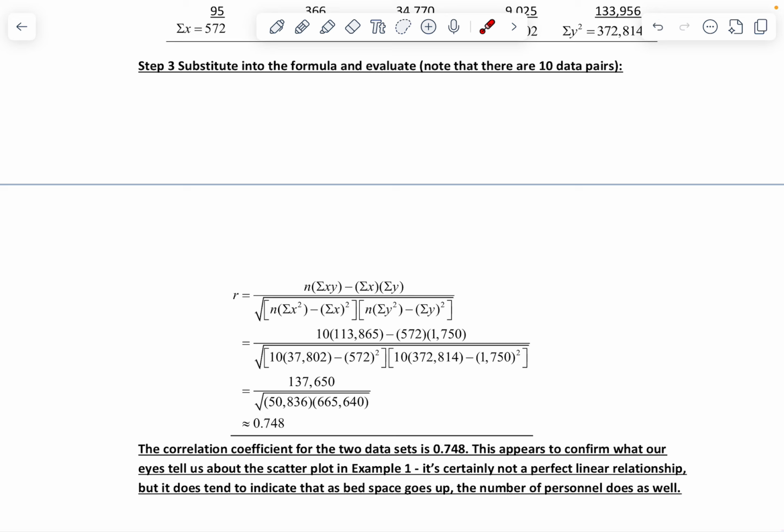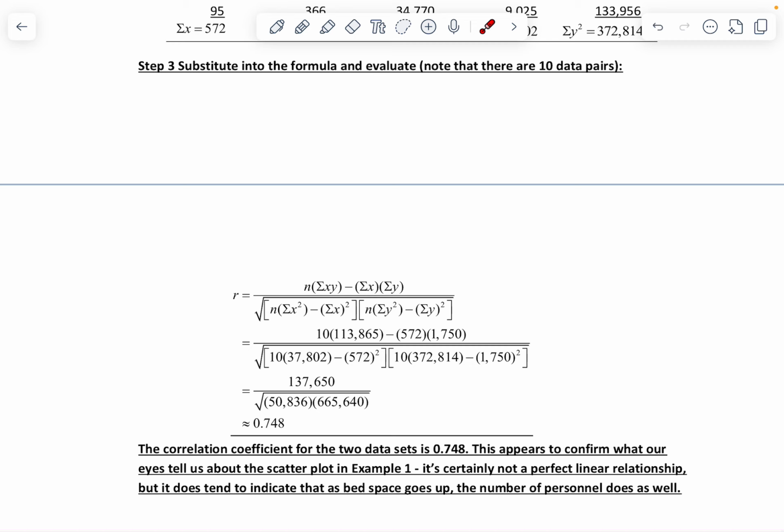Okay. And it's fairly close to 1, right? It appears to confirm what our eyes tell us about the scatter plot in example 1. It's certainly not a perfect linear relationship. It's not equal to 1, but it does tend to indicate that as bed space goes up, the number of personnel does as well. Okay.